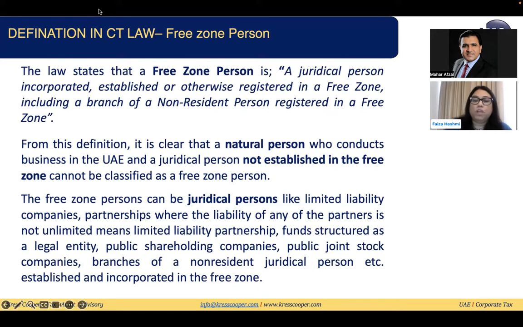And a free zone person can only be a juridical person, like limited liability companies, partnerships where the liability is limited, funds which are structured as legal entities, public joint stock companies, branches of a non-resident juridical person as has been defined in the definition itself. So these are the people who can be a free zone person.